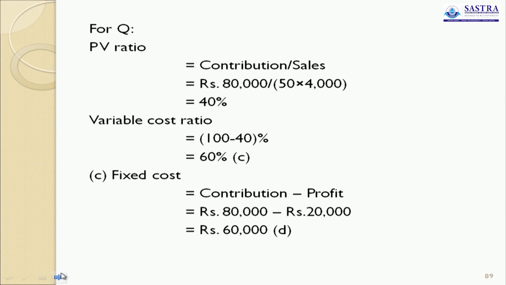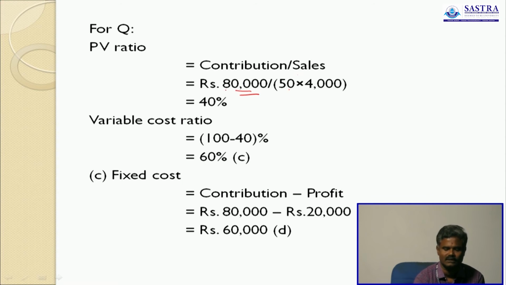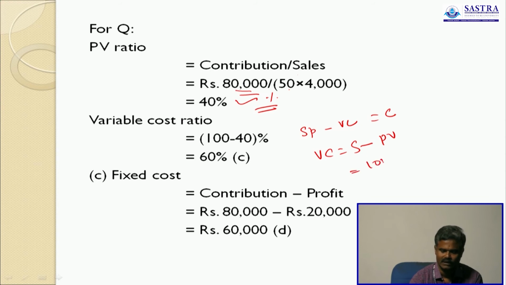Then for Q, PV ratio is contribution to sales into 100, 80,000 over sales. Sales is 50 into 4,000 units, so 2 lakh. So 80,000 divided by 2 lakh into 100 is 40%. This is the PV ratio. Variable cost ratio, selling price minus variable cost equals contribution. Here PV ratio is contribution, so variable cost ratio equals 100 minus PV ratio, 100 minus 40 equals 60%, because PV ratio is 40.